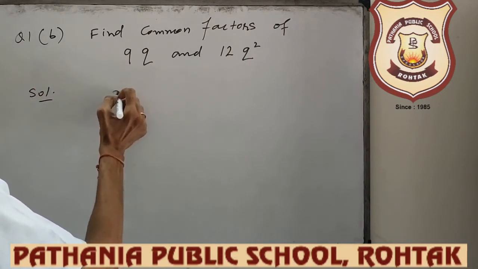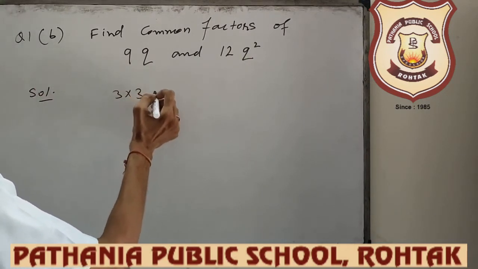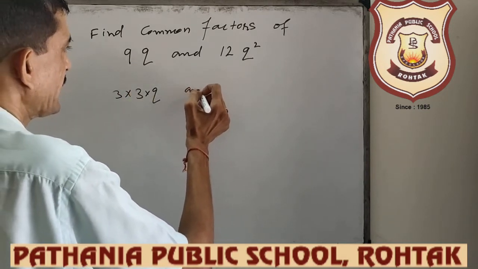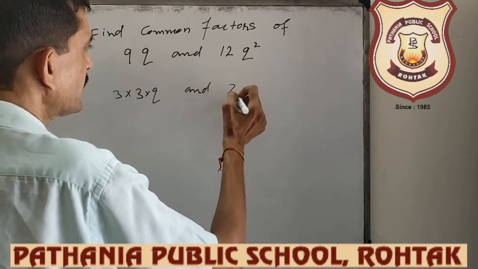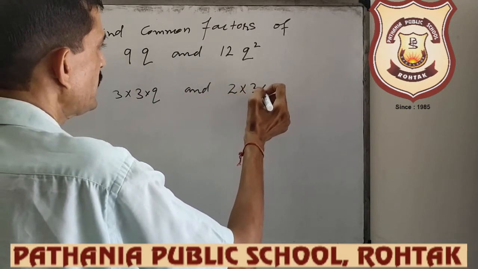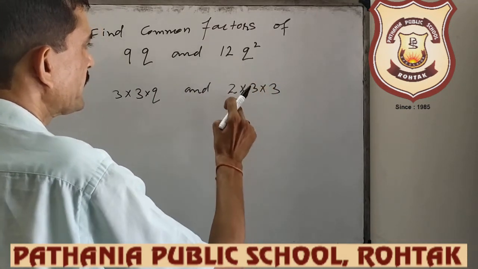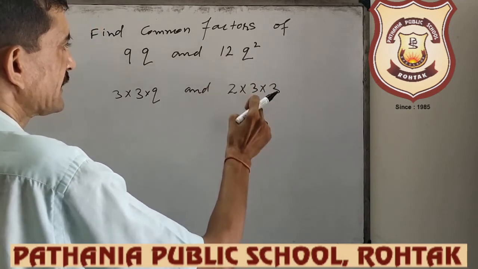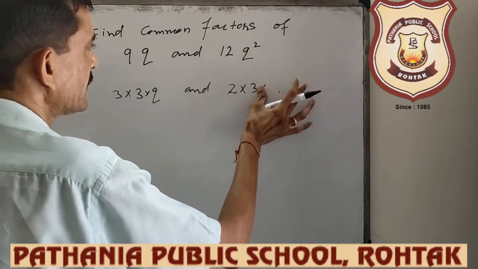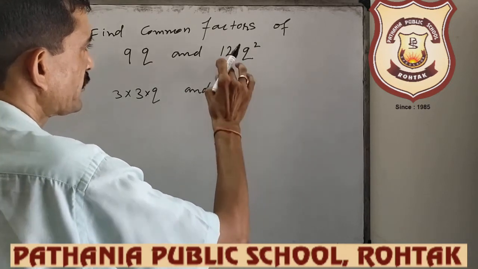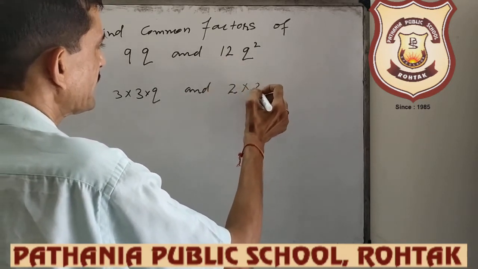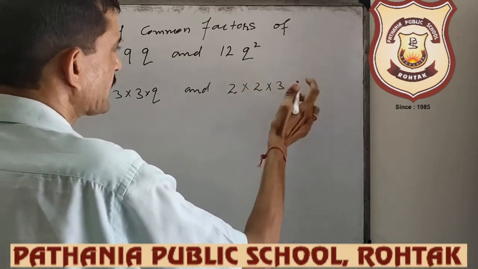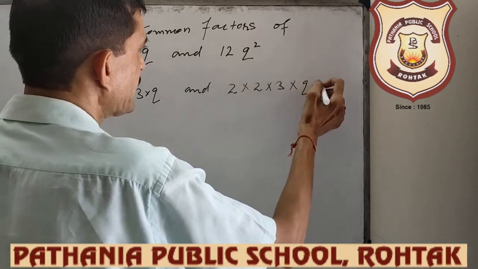9q can be written as 3 into 3, the prime factors of 9, into q as it is, and 12q square is what? 2 into 2 into 3. 12 can be written as: divide by 2, then 6, again when we divide by 2 then 3, 2 2s are 4, 4 3s are 12. q square is what? q into q.